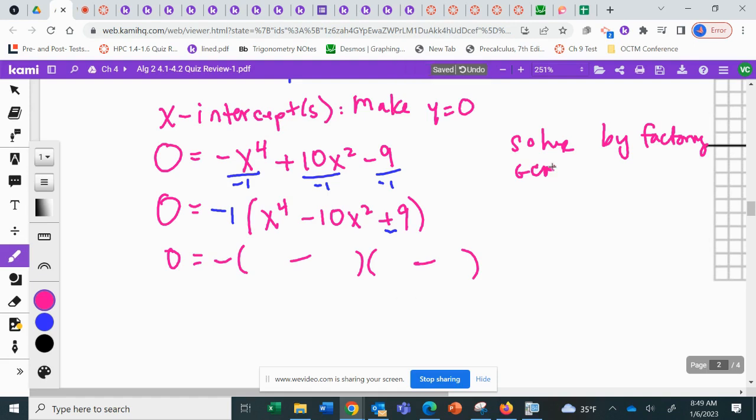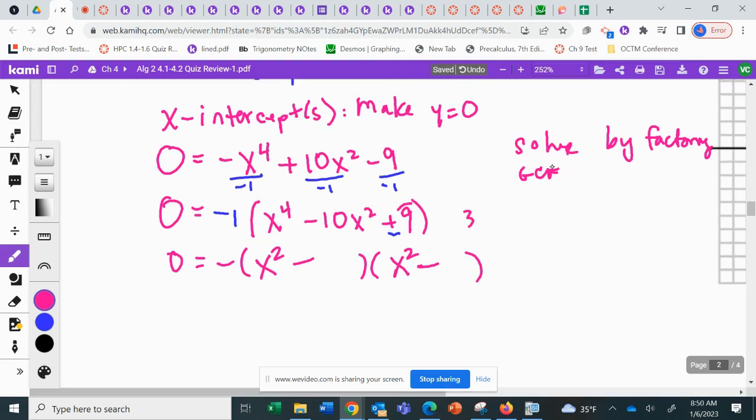What do I multiply together that makes x to the 4th? It's x squared and x squared. What can I multiply together that gives me a 9? 3 and 3? Or 1 and 9? Anybody want me to guess one of those? The 1 and 9? Let's guess the 1 and 9, okay?